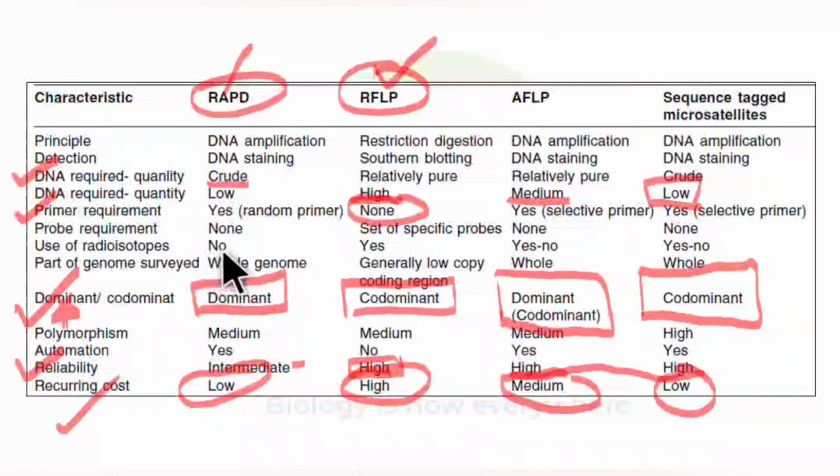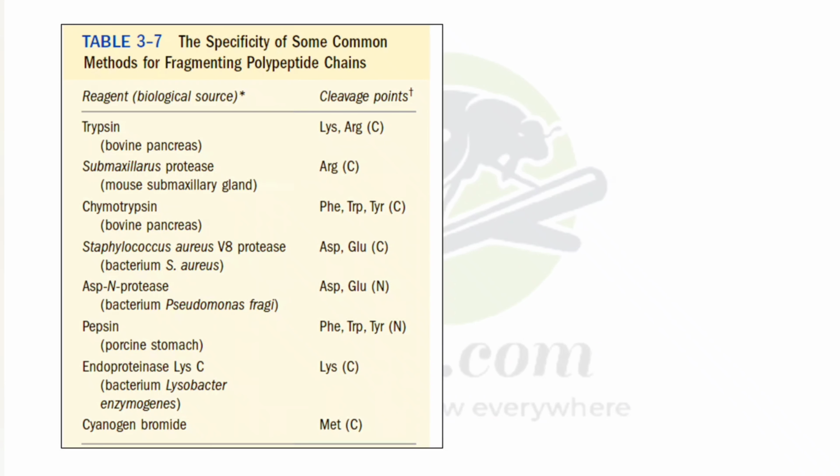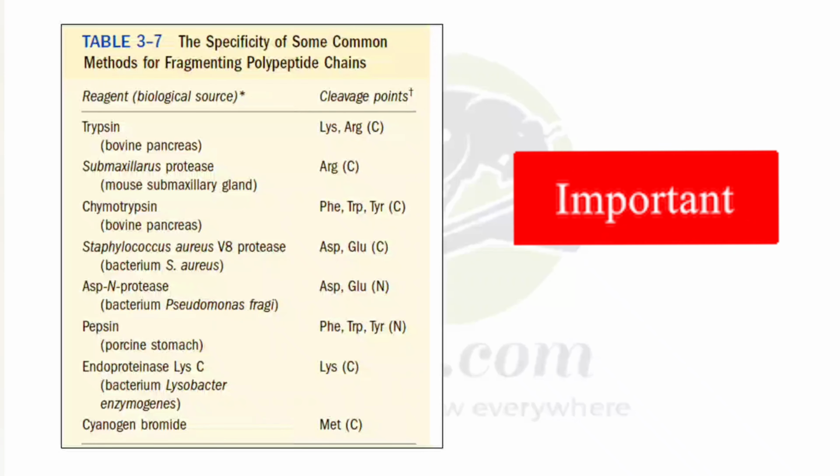So whether the use of radioisotope is possible: in RAPD, no, as no radiolabeled primers are required. In RFLP it is important and it can be used, and the same in the sequence tagged microsatellite. So this is the comparative analysis, and you have to focus on the important points which I just mentioned, and you can take a screenshot and include it in your notes. So this type of question can definitely be asked in the CSIR.